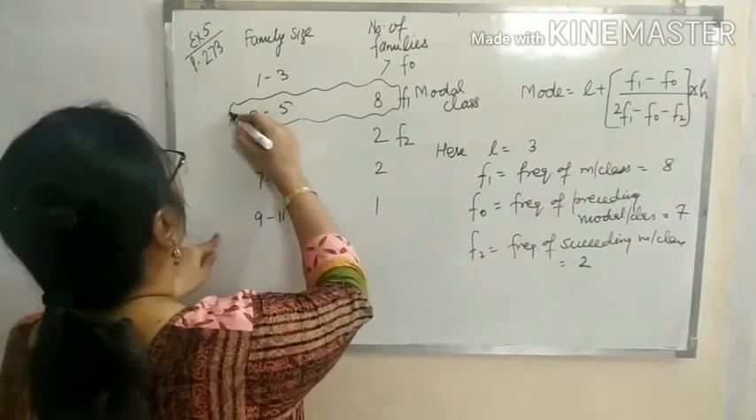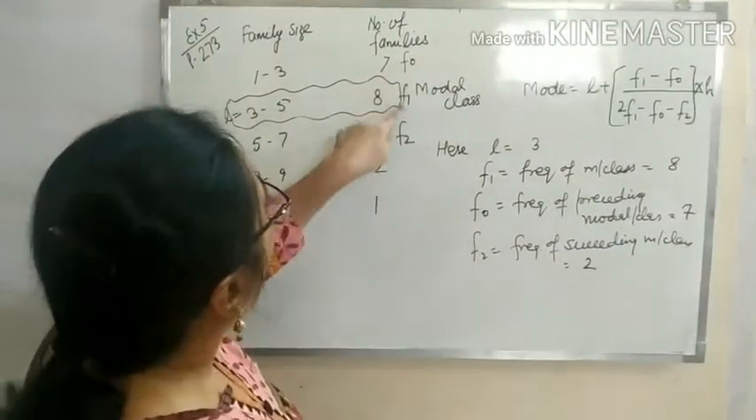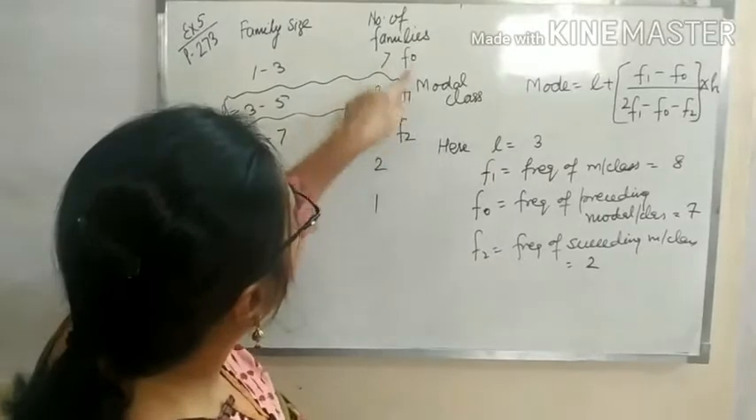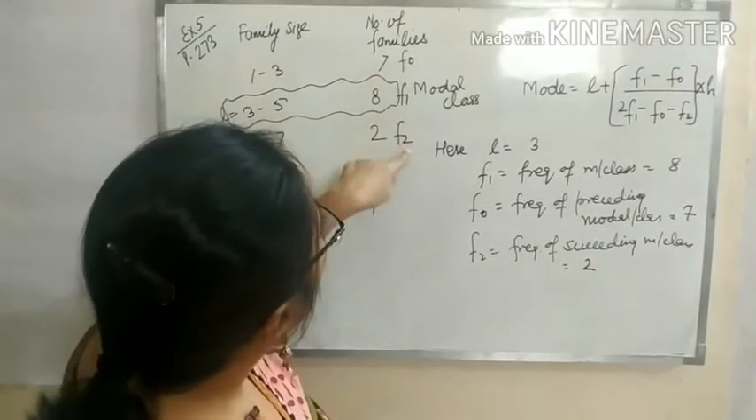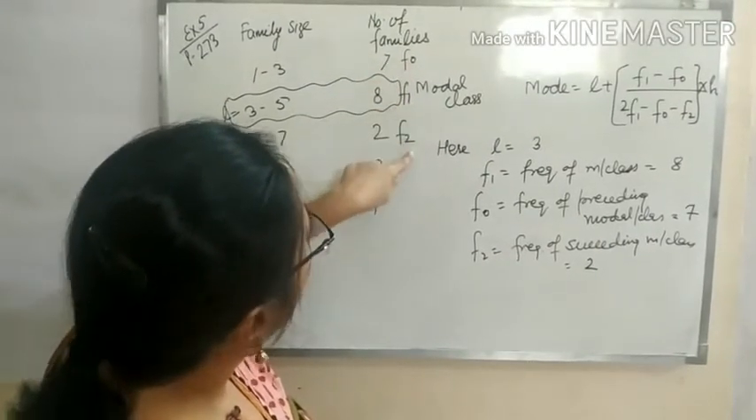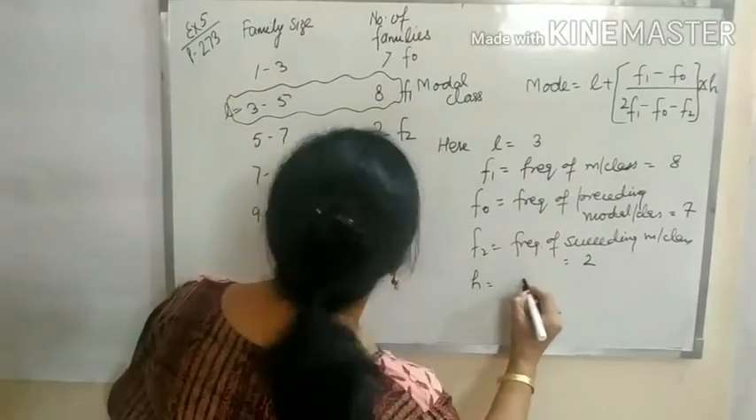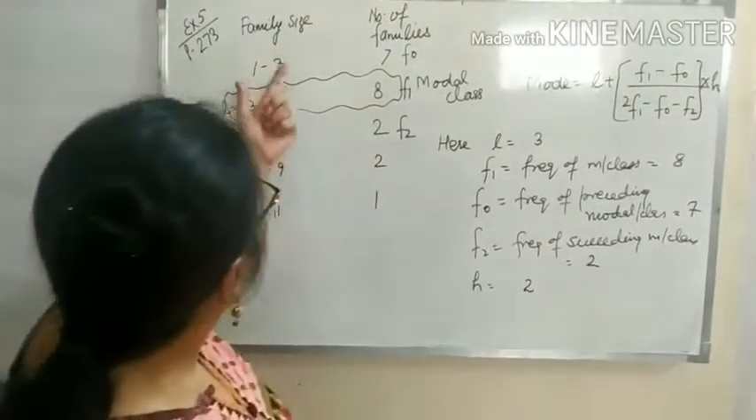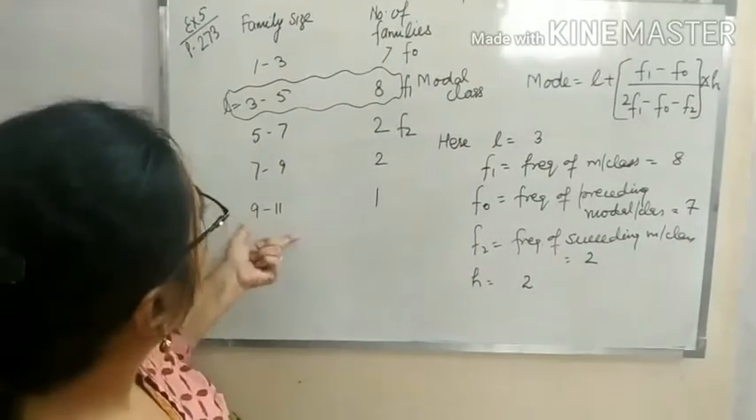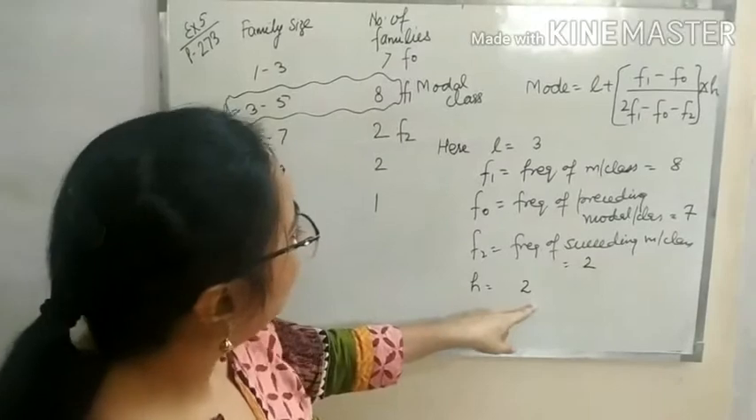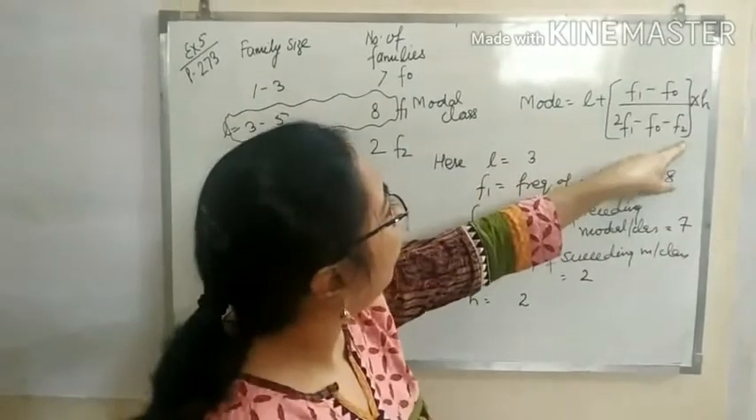L stands for lower limit, that is 3. F0, F1, F2 is the sequence. If you try to memorize it, 0, 1, 2, it is the sequence written like this. F2 is this, and H, the class size, is equal to 2, assuming all the class intervals are equal. So H is equal to 2. All the values we have got here from the formula.